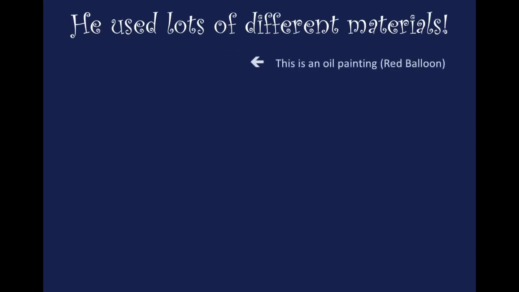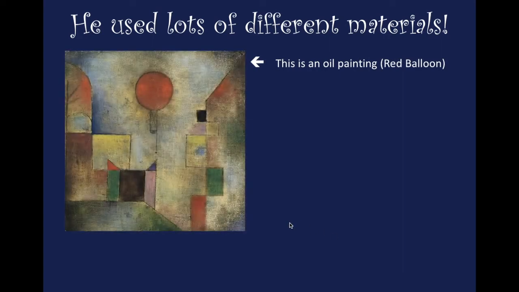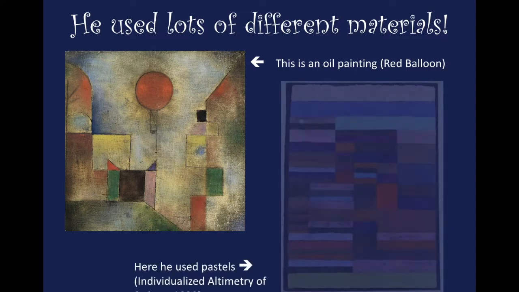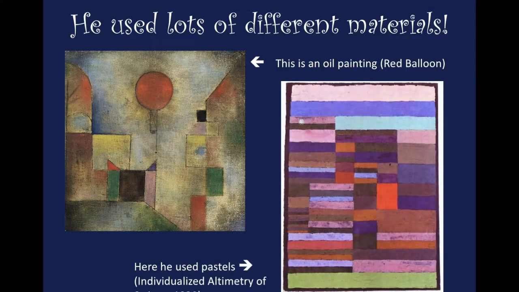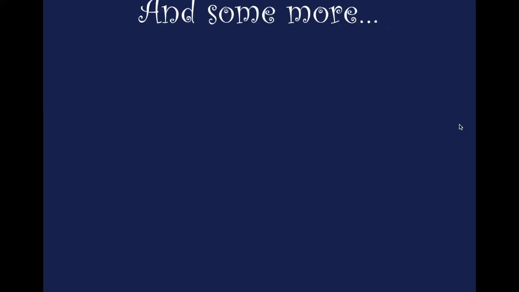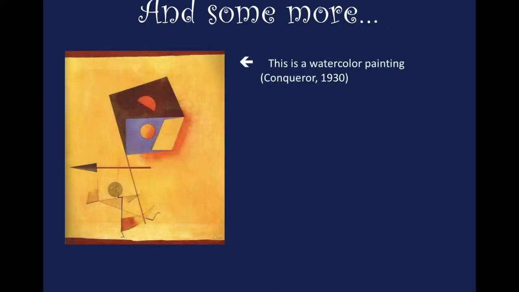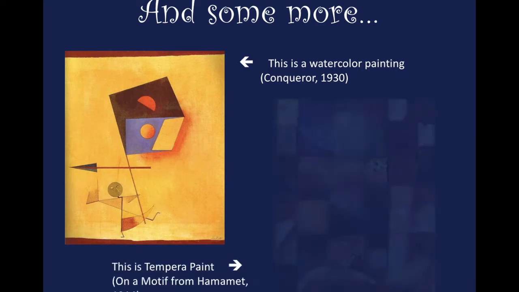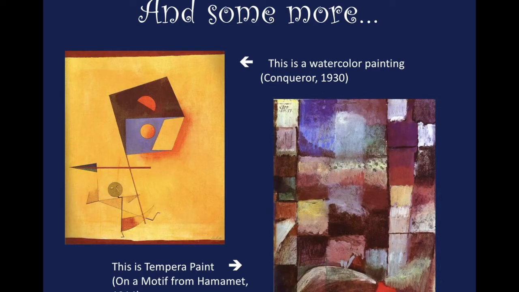He used lots of different materials. This one is an oil painting, the red balloon. And this one he used pastels, and lots of different colors again. This one is very simplified. Here's some more. This one's a watercolor painting. And this one was made with tempera paint down here.